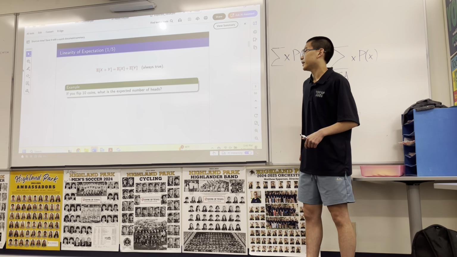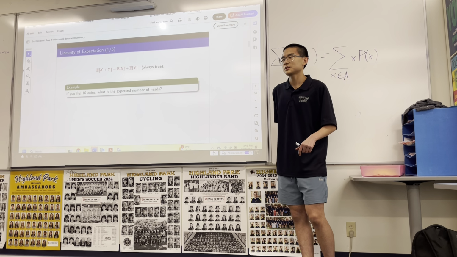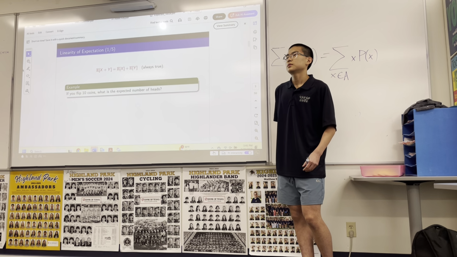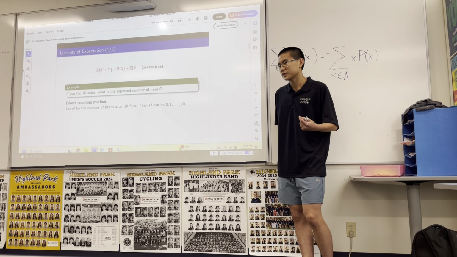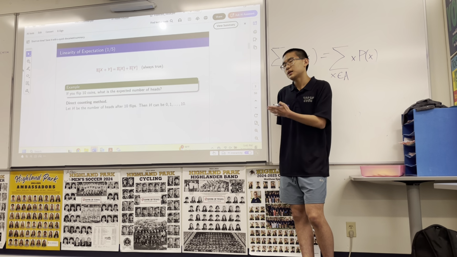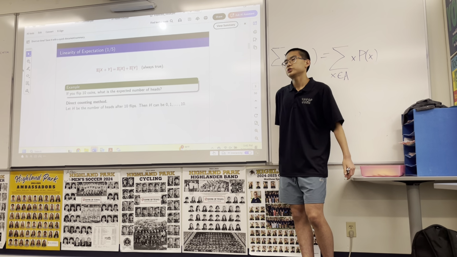So let's try. If you flip 10 coins, what's the expected number of heads? Yeah. So this problem is really easy. It's pretty obvious that the answer should be 5 based on your real life experience. But the point of this example is to understand where this comes from, starting from the definition of expected value.